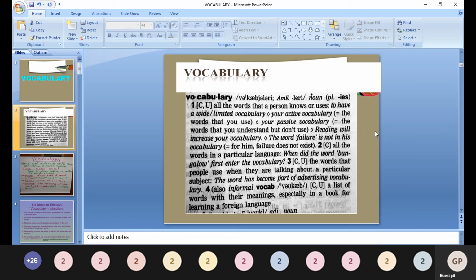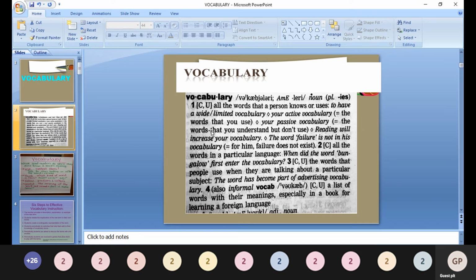So what is vocabulary? The words that a person knows or uses. To have a wide vocabulary, there is active vocabulary, which is the words that you use in your day-to-day speech. How often you use the word, then it becomes part of your vocabulary. Your usage, active vocabulary.